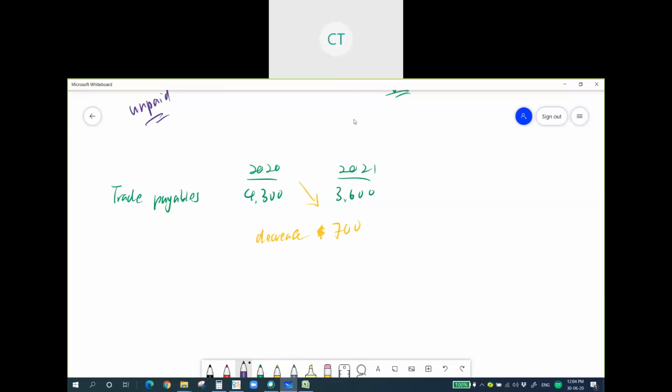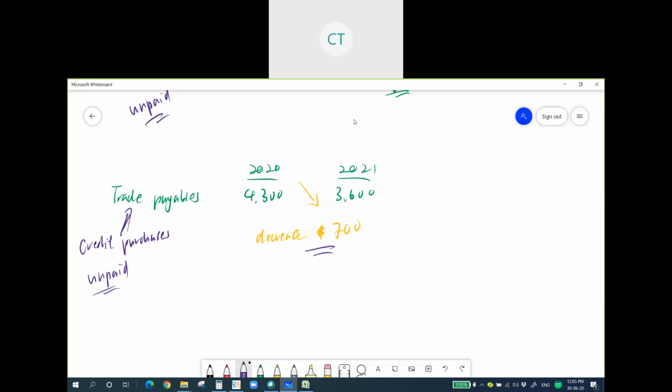So let's discuss what trade payables are. Trade payables are your credit purchases from your supplier, right? And why do you have trade payables? Because you left it unpaid when you purchased from them, right? So trade payables decreased by 700. What is the reason when you have a decrease in your payable? The reason is that you pay more to your supplier or you pay less to the supplier.